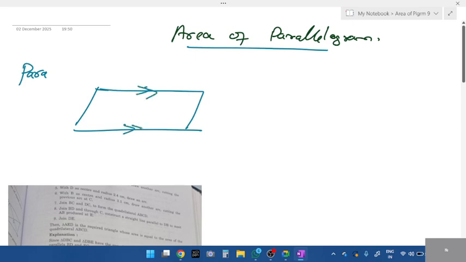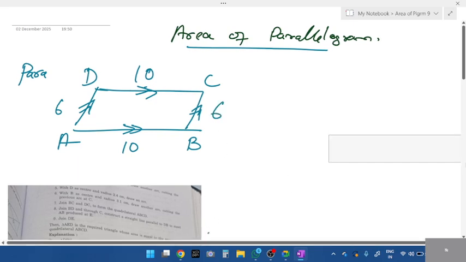Opposite sides are equal and parallel. If I take ABCD, opposite sides are equal. If DC is 10, what is AB? If AD is 6, BC will be.